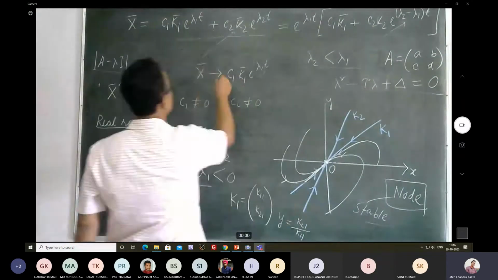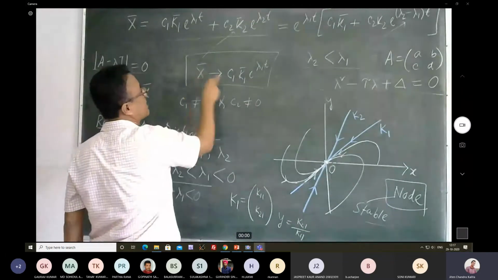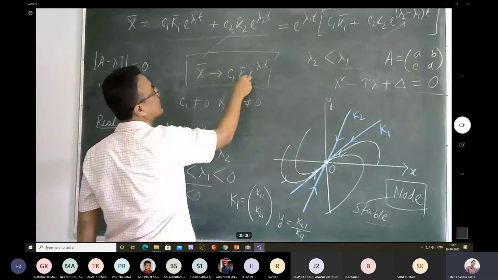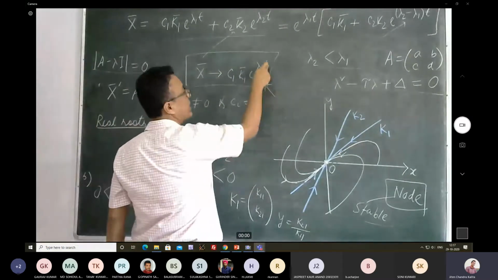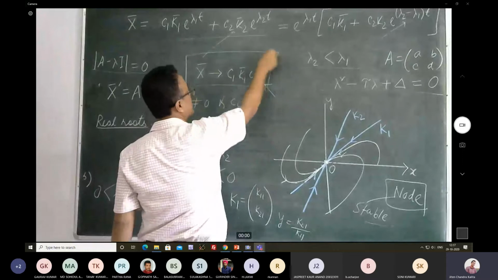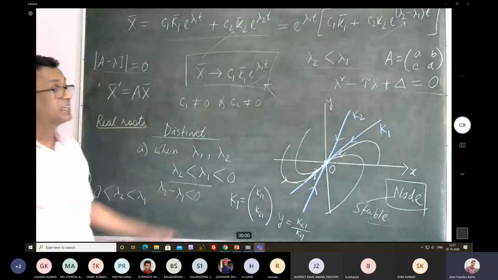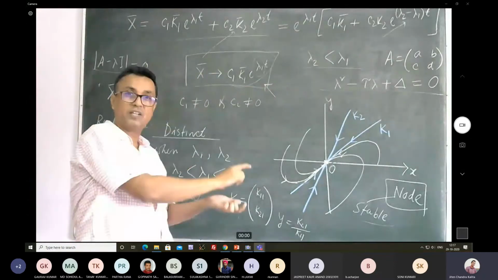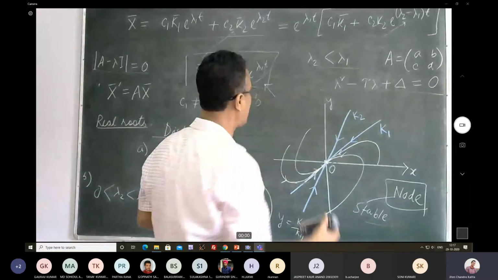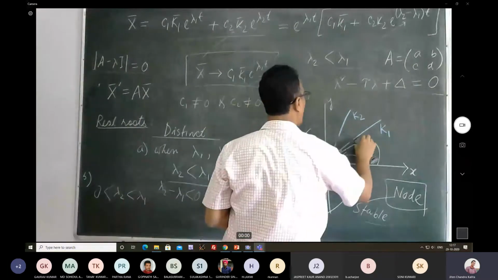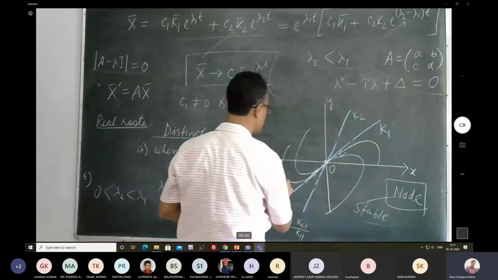As t tends to infinity, my solution vector x bar is going to approach c1 k1 e to the power lambda t. Now, when t tends to infinity, because lambda 1 is always positive, this is going to go towards infinity. Is it okay? Here, the situation is similar to the previous case. The only difference is that now the orientation of all the trajectories is going to reverse.